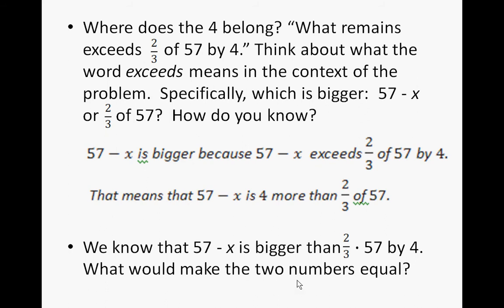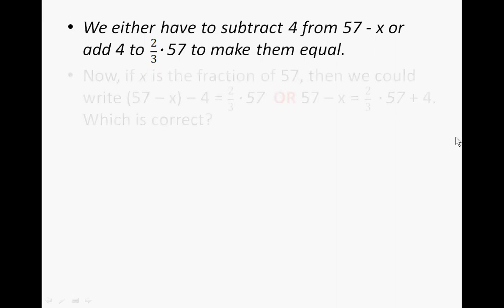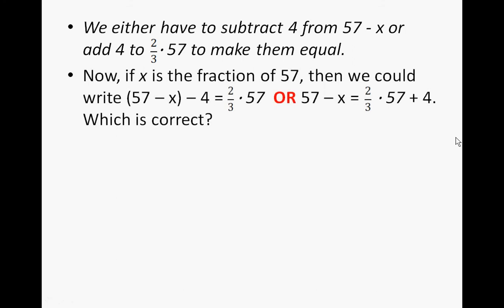So we know that 57 minus x is bigger than 2/3 of 57 by 4. What would make the two numbers equal? Well, we either need to subtract 4 from 57 minus x, or we need to add 4 to 2/3 of 57 to make them equal. So how are you going to show that in a numeric statement or a symbolic statement?